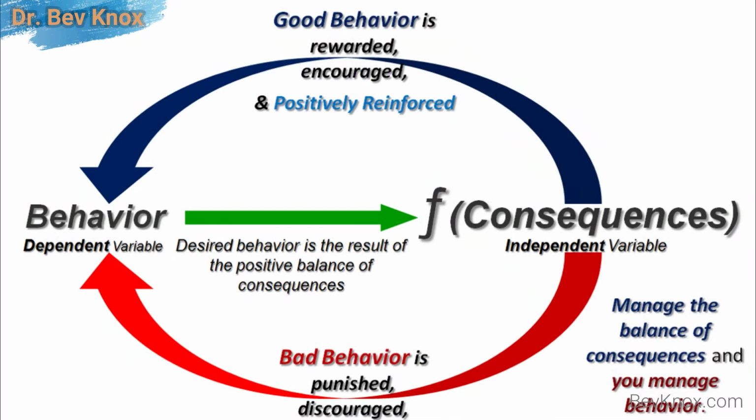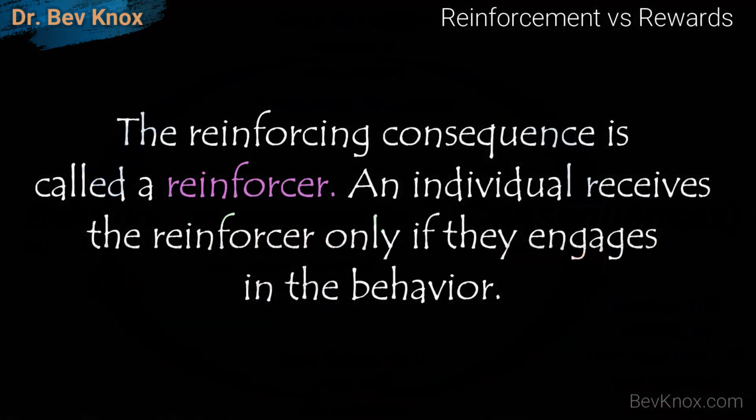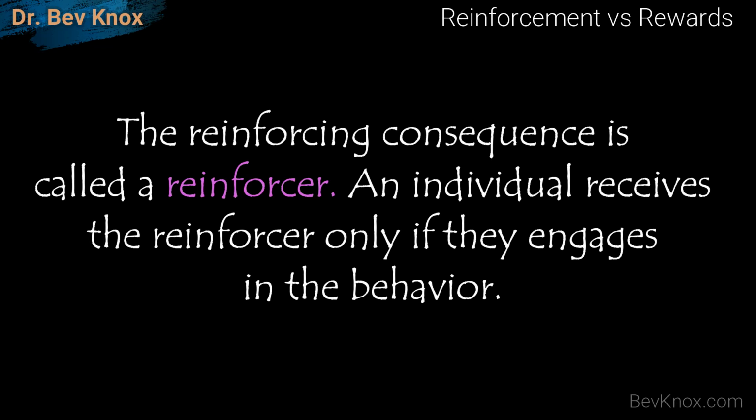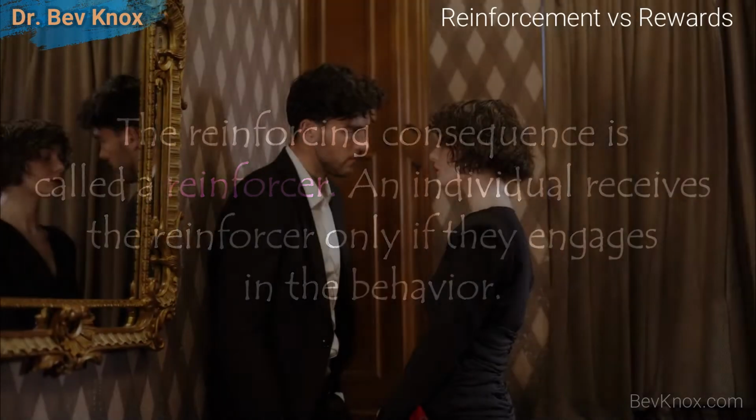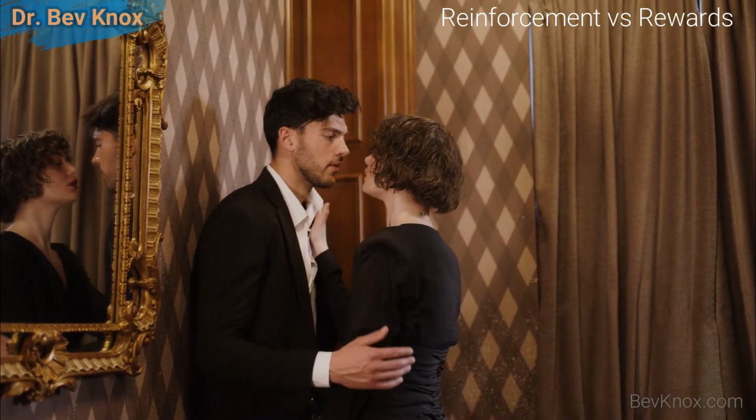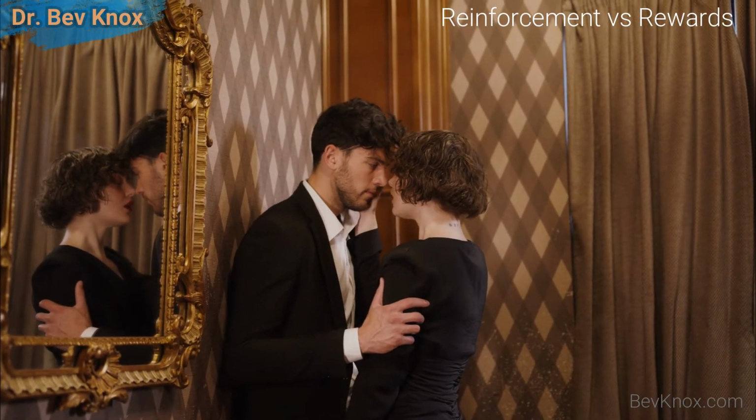Formally, reinforcement occurs when the consequences of a behavior increase the likelihood that the behavior recurs. Now, the reinforcing consequence is called a reinforcer. An individual receives the reinforcer only if they engage in the behavior. In other words, the reinforcer is contingent upon the behavior being performed.